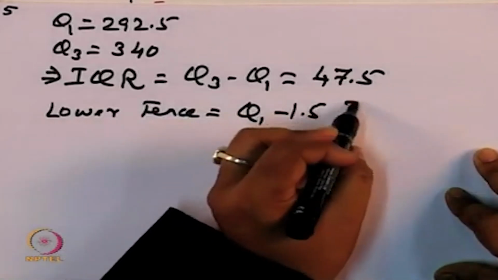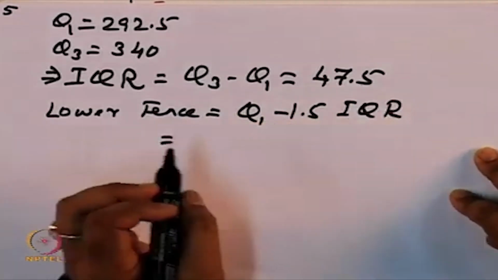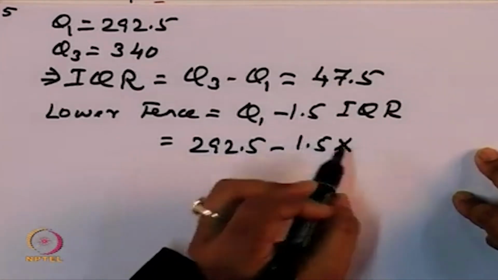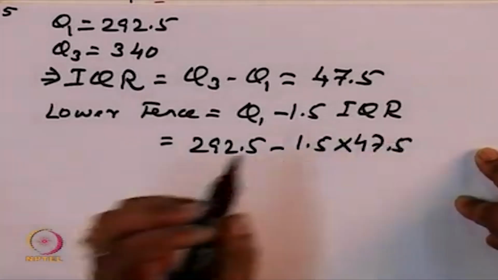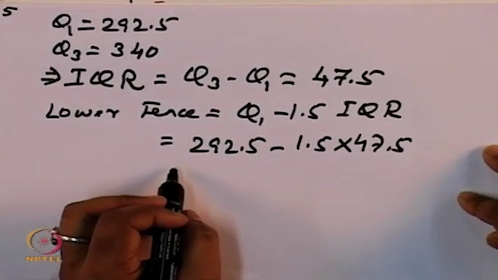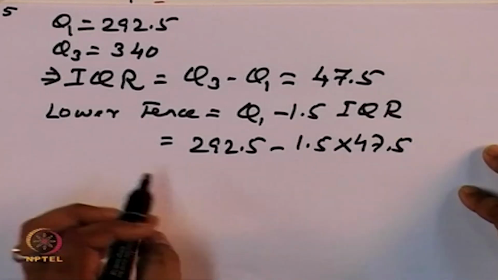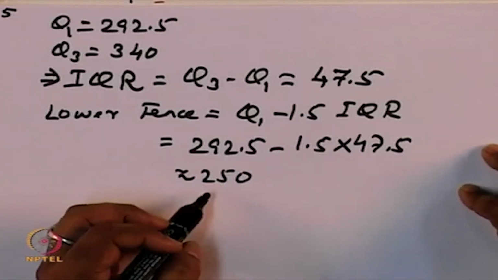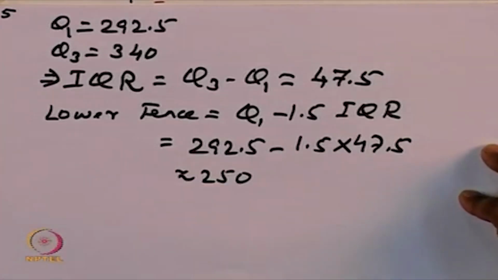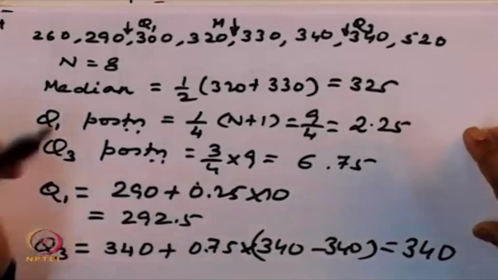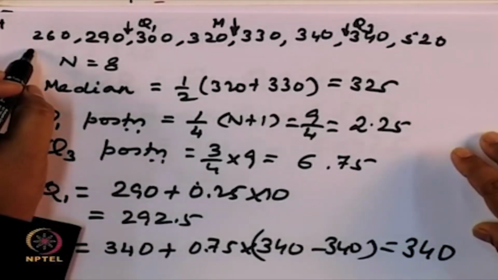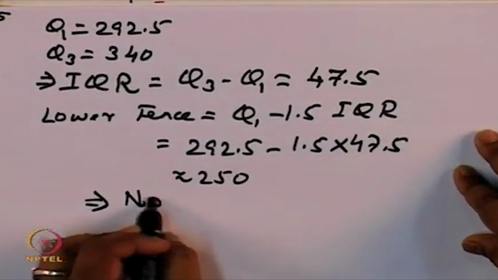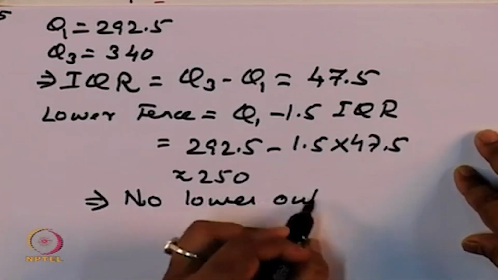Okay. So now we know the lower fence is Q1 minus 1.5 times IQR. Q1 is 292.5 minus 1.5 into 47.5. Which will be around, let us say 1 times is 47.5, which will be around 250. I do not know the exact value, please calculate that. But as you can see, if you look at our points once more, the lowest value is 260. That means that there are no lower outliers.